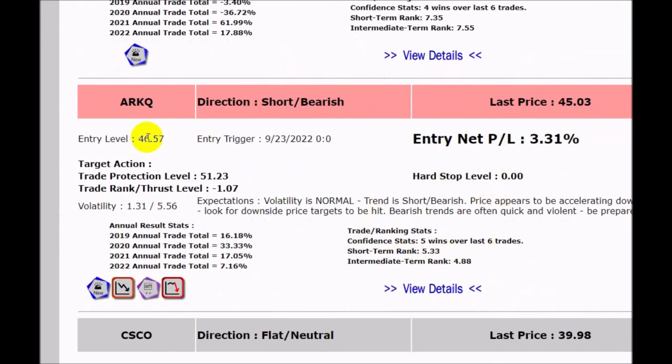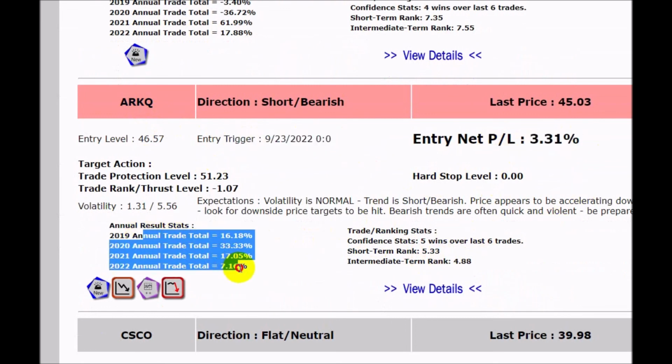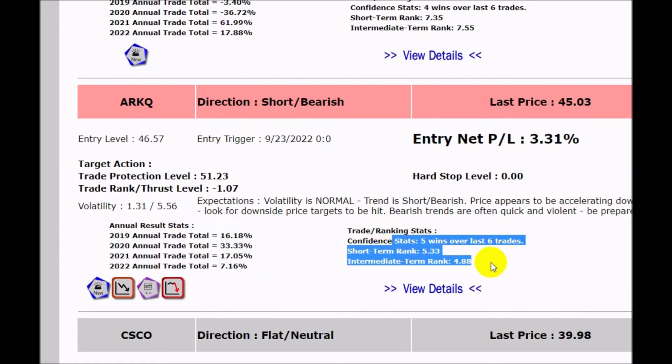You just got to stick with the pure alpha and then take a look at them from a standpoint like ARKQ, a trade about a week old, 3.3% profit, been moderately consistent over the last 4 years. 5 of the last 6 trades are winners. Nice, easy ranking. This is what I love. A 4 to 6% ranking means that it's got very slow volatility. It's not going to kill you, and you're looking at a fairly solid trade.